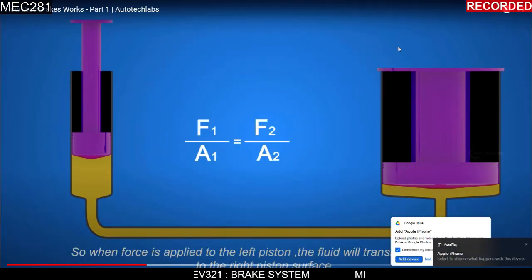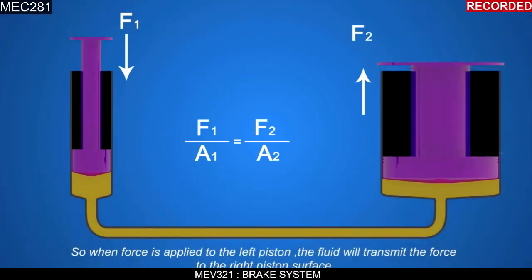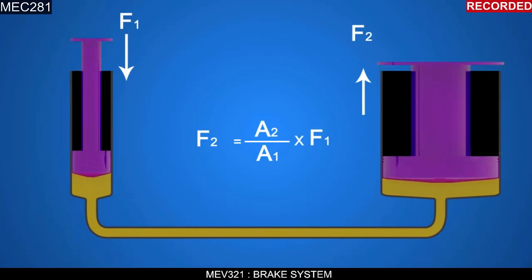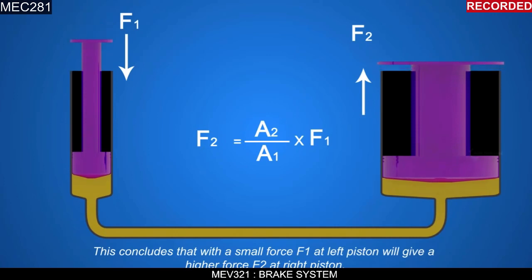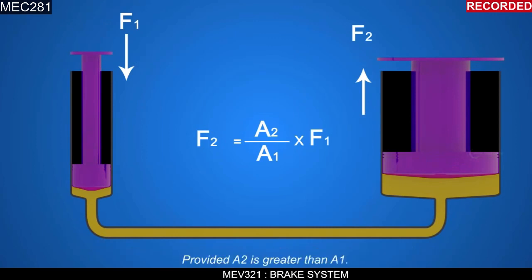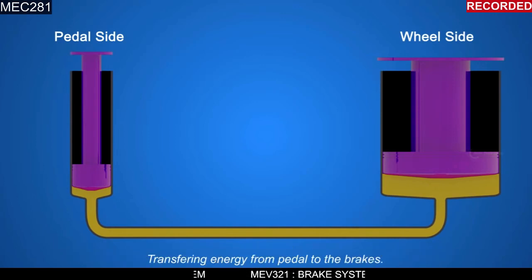So, when force is applied to the left piston, the fluid will transmit the force to the right piston surface. But it will be a factor of the ratio of 2 piston surfaces. This concludes that a small force F1 at the left piston will give a higher force F2 at the right piston, provided A2 is greater than A1. With this, the left piston can act at the pedal side, and the right piston can act at the wheel side, transferring energy from pedal to the brakes. Now we know the theory, let's see how this works in real.